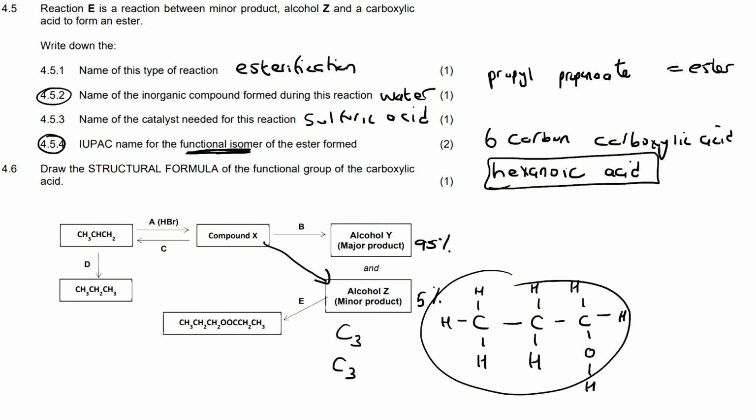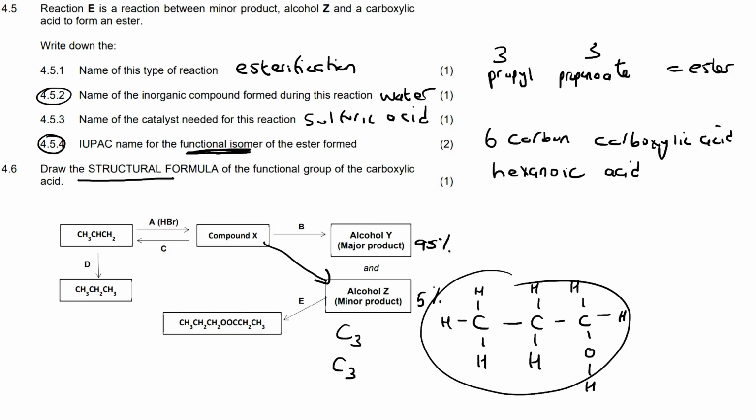And so we know that the only functional isomer of an ester is a carboxylic acid. So we then went and found a 6 carbon carboxylic acid, because this one also has 6 carbons, 3 here, 3 here, and so that would have to be hexanoic acid.